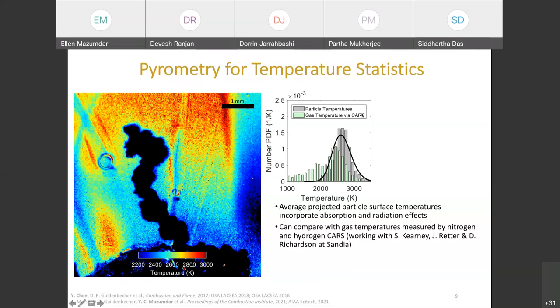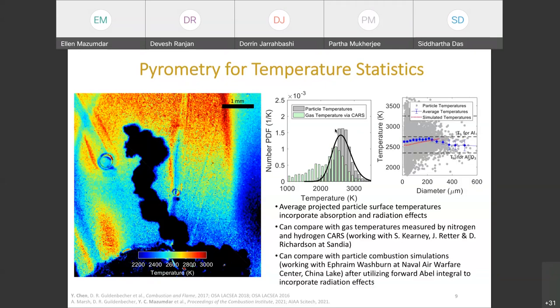So here we have a comparison of the particle temperatures that we've measured with pyrometry compared with the gas temperatures we've measured via CARS, some of our collaborators at Sandia. This is actually nitrogen CARS, which, if you're measuring the temperature of nitrogen, you're going to get temperature elements from air that's entrained in your flame. So it's going to be biased low. So Sean and John Redder actually made this measurement again with hydrogen CARS. Hydrogen is going to be produced in the flame, and it's not something that gets entrained. And that actually matches up really well with our particle temperature estimates.